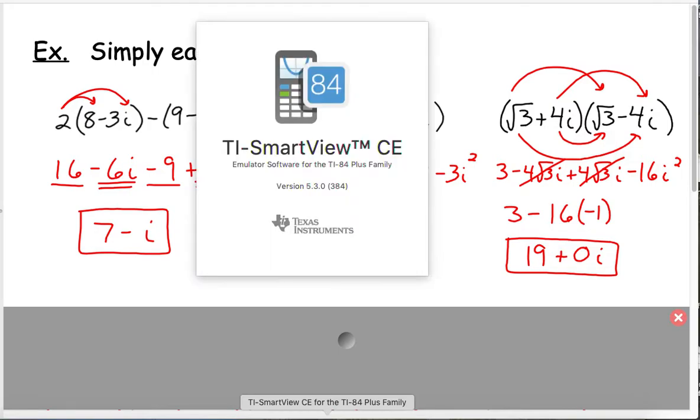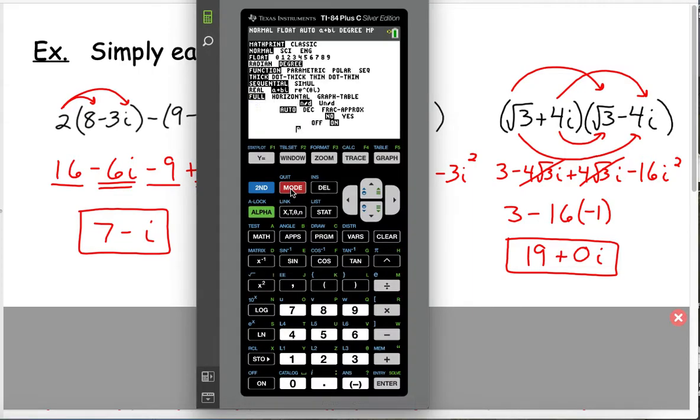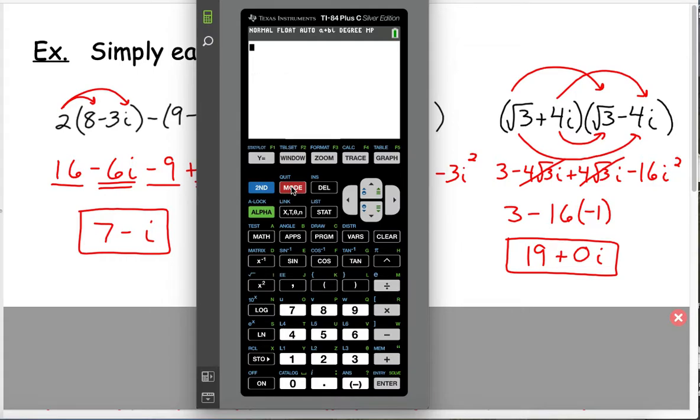The first thing you're going to have to do is go to mode on your calculator, and you're probably in real numbers. So you scroll down where it says real, and then you want to move over to complex, which is a plus bi, and press enter. Then you can quit to the home screen.